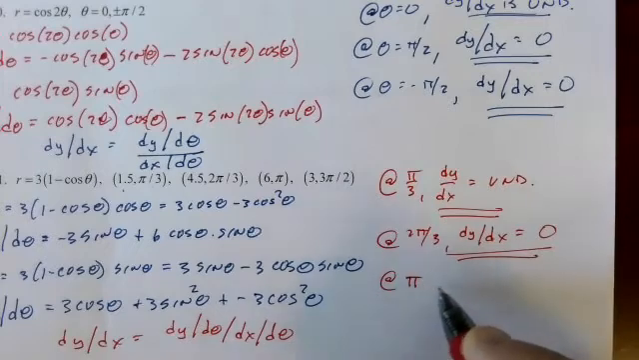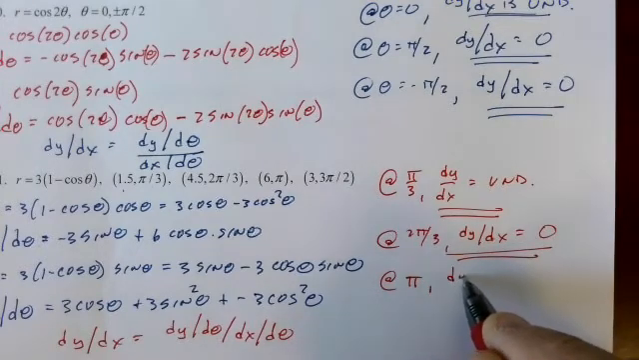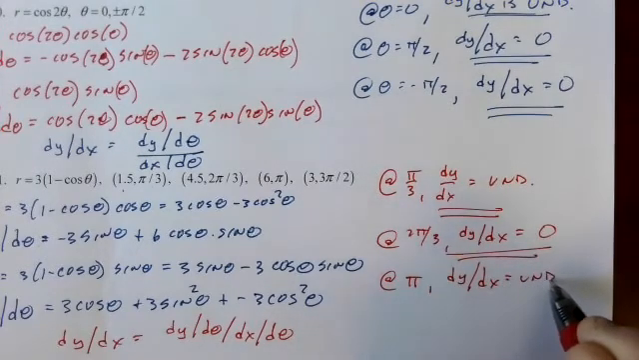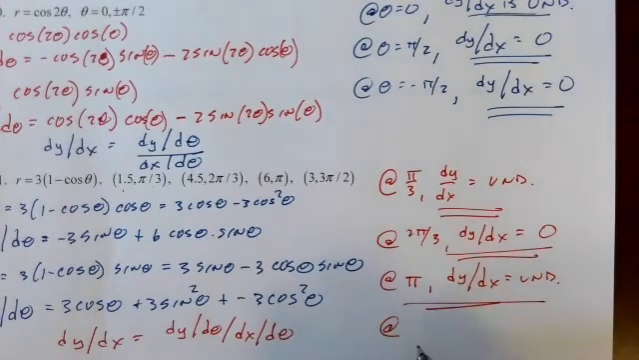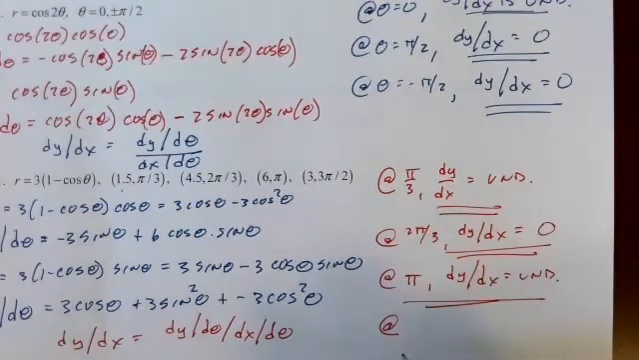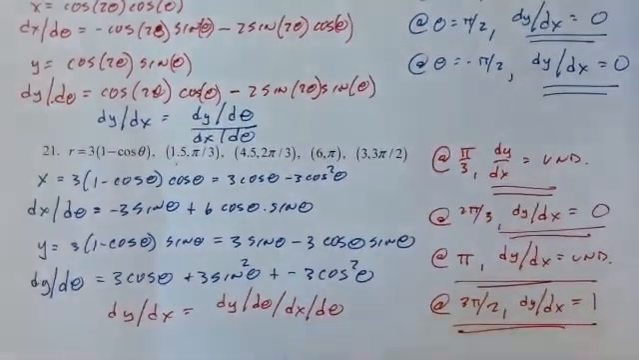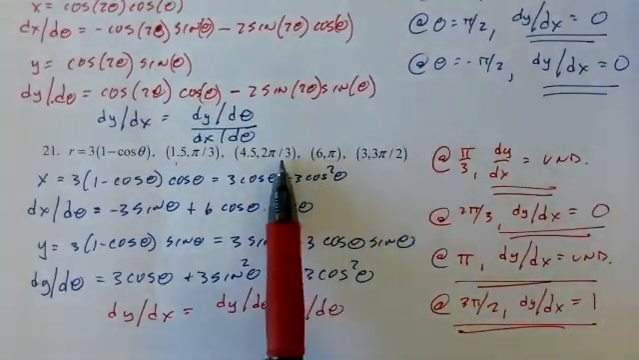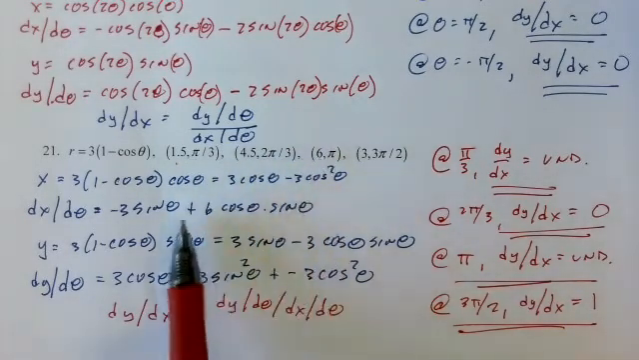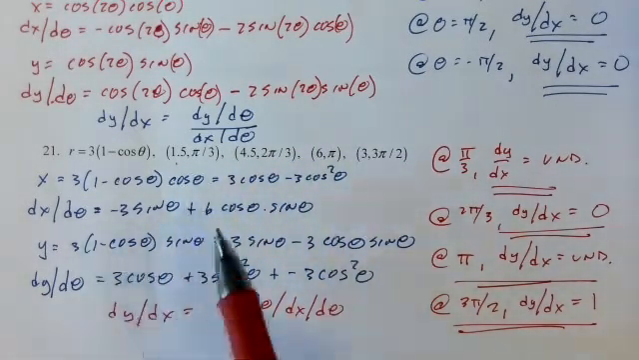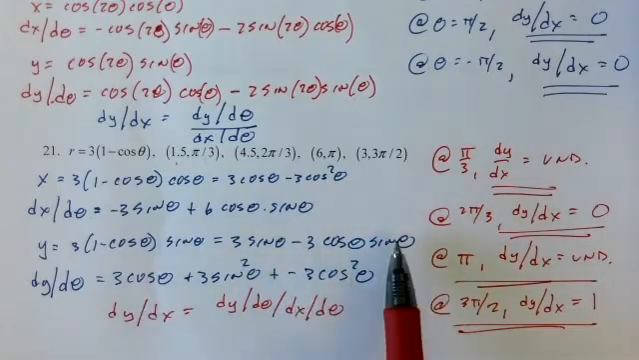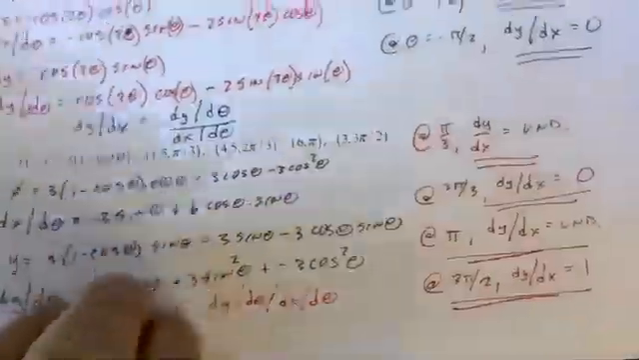At pi, dy dx is undefined again. At 3 pi over 2, dy dx equals 1. By the way, very typical on these problems is to get values like pi over 2, pi over 3, pi. When you plug them in, they end up canceling out. You know, like, oh, look at all this mess. Well, that's a 0, that's a 0. Oh, that was easy, we're done. So that's not unusual. All right, one to go.